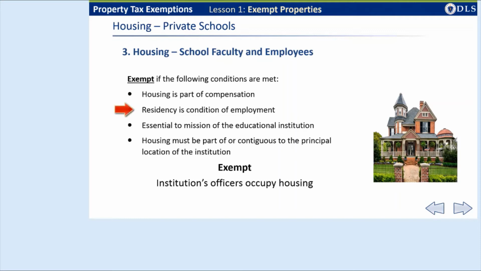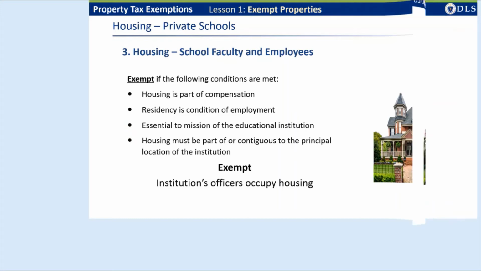Second, residency in the housing must be a condition of the faculty members' or employees' employment. Third, the occupancy advances or is essential to the mission of the educational institution. Finally, the housing must be part of or contiguous to the principal location of the institution.